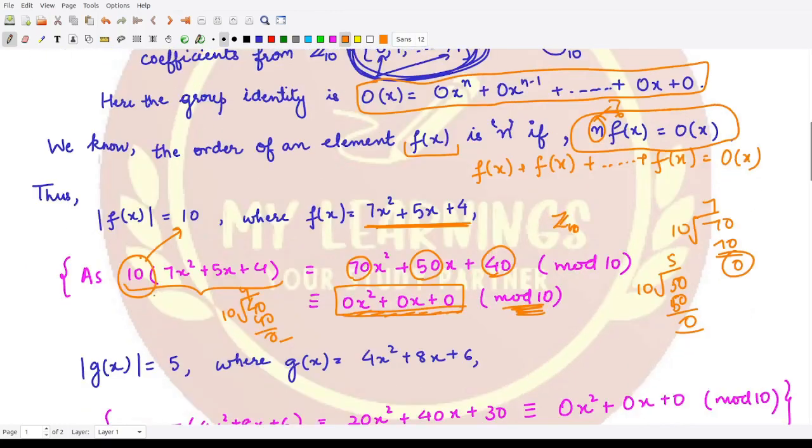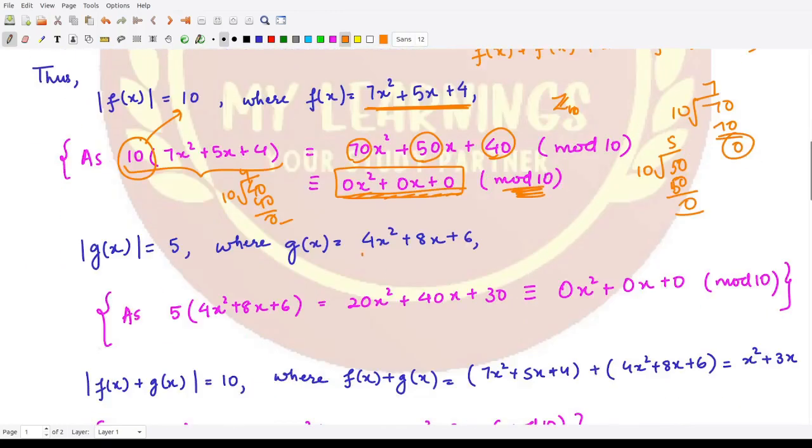Similarly, we'll calculate for gx. For gx, we have 8x square plus 4x plus 8x plus 6. Here you see the smallest number of times it is added so that we obtain coefficients that are multiples of 10. Why? Because we want to take mod 10 of it such that we obtain 0, so these coefficients should be divisible by 10. We are looking for some number such that when we multiply the whole polynomial, all the coefficients are multiples of 10.